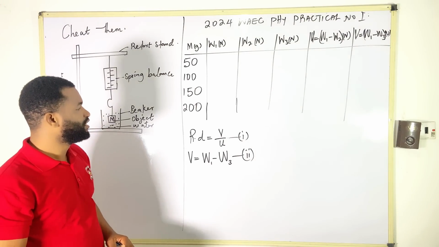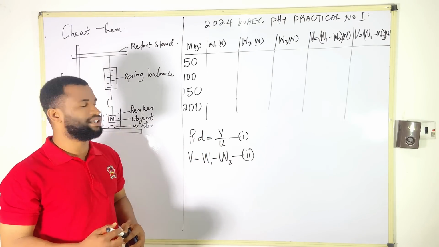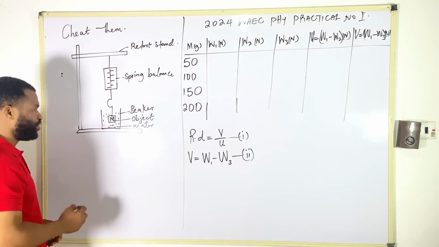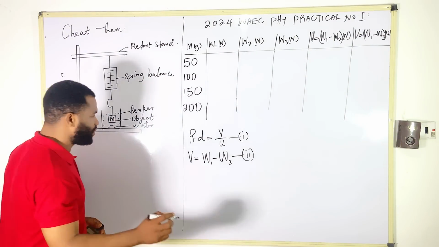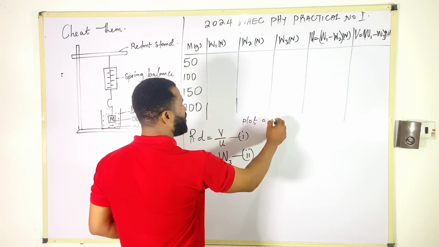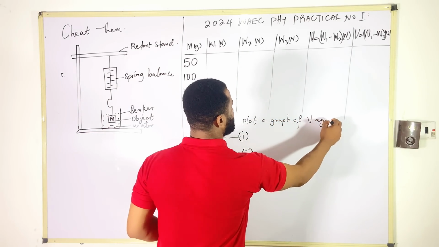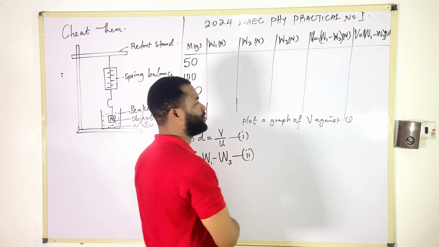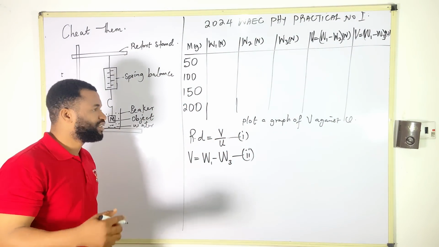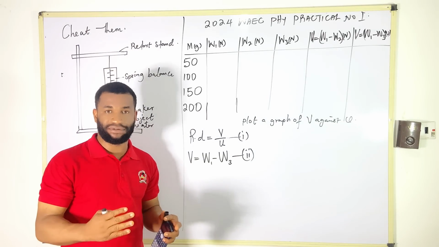However, first of all, let me talk about how the graph is likely going to look. If you are given this to solve, you now have that. And our question said that we are going to plot a graph of V against U. So for that reason, let me predict the kind of graph you're going to have, so that when you see your own, you also know how you're going to have it.